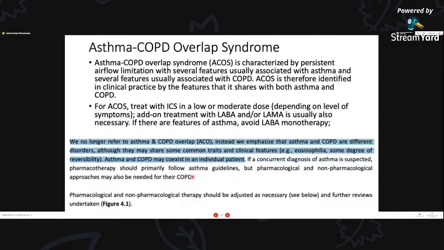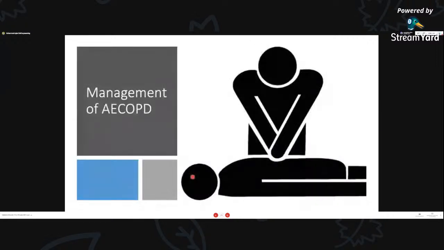Of course, now we move to the next part, which is the management of COPD. I divide this management part into two main components: firstly, treating an acute exacerbation, and the second part will be treating stable COPD per se.